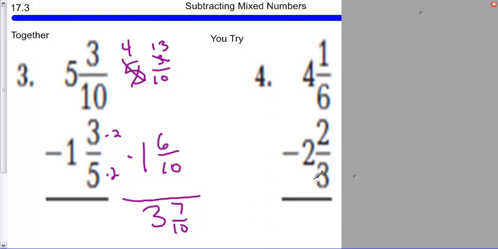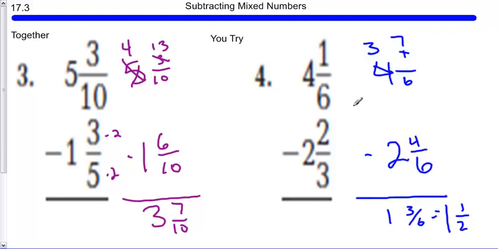Go ahead and give the video a pause. And then you do the U-try. Welcome back. If you came up with 1 and 1/2, you are correct. My least common denominator is 6. So here I multiplied by 2 and by 2 to come up with 4/6. Again, I can't do 1 minus 4, so I had to borrow.